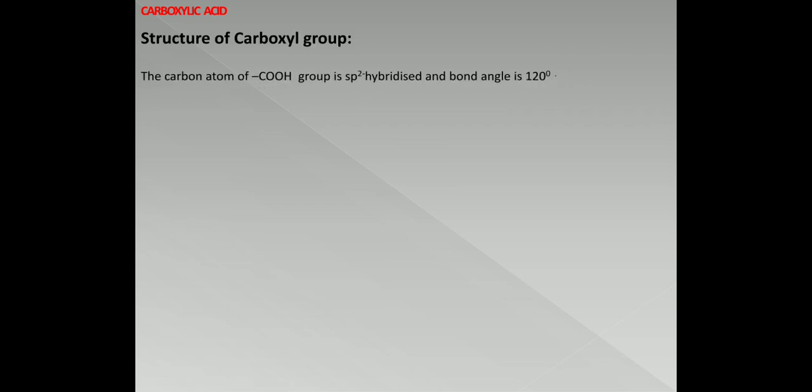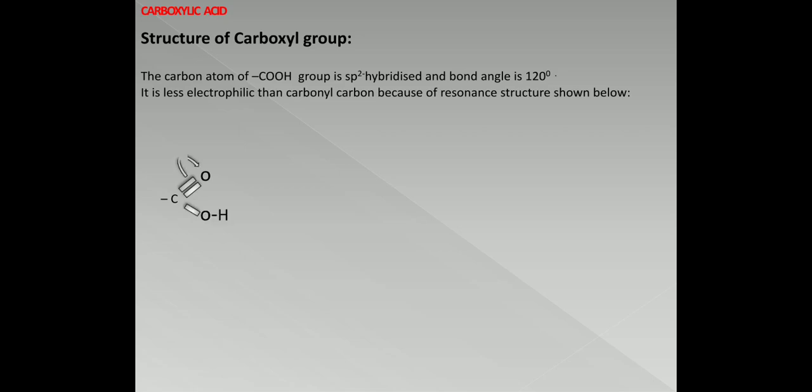Structure of carboxylic group. So the carbon atom of the COOH group is sp2 hybridized and the bond angle is 120 degrees. It is less electrophilic than the carbonyl group because of the resonance structures shown below. See this resonating structure. Carbon double bond oxygen, here OH.